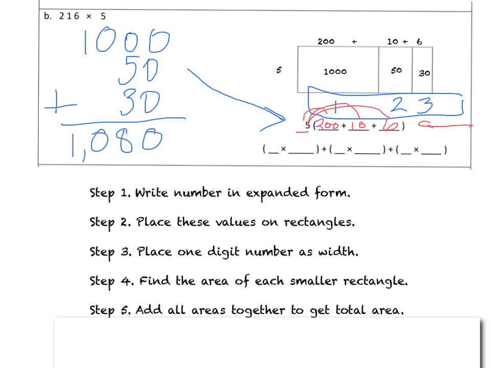Now, each of these brackets below represents rectangle 1, rectangle 2, and rectangle 3. And each one represents the width times the length in each of these rectangles. So let's see if you can fill that in on your own. Once you're done, press play again. Okay, hopefully you said 5 times 200 here, 5 times 10 here, and 5 times 6 here. If that was the case, then you did that totally correct.